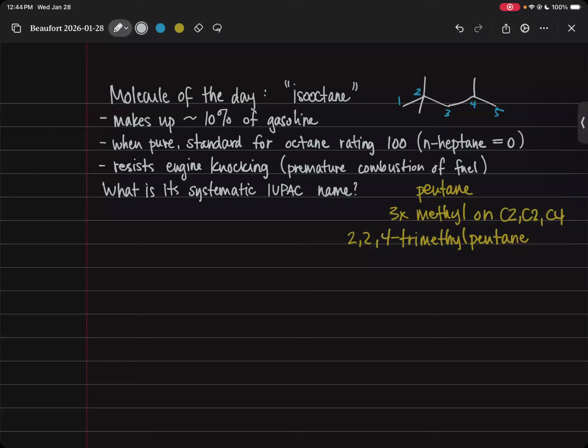Okay. Questions on that, how we got that name? Cool. So of course, just make sure that your parent chain is the longest continuous chain of carbon atoms and not the total number of carbons. That doesn't follow the IUPAC rules.